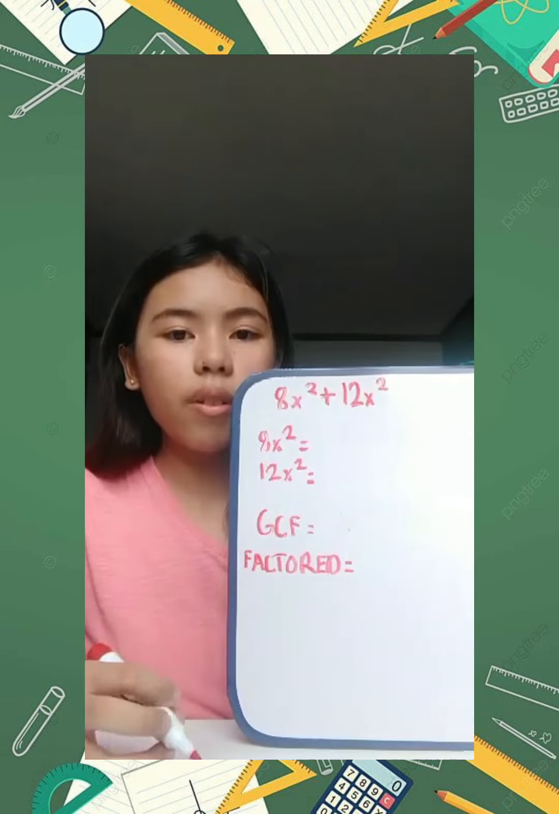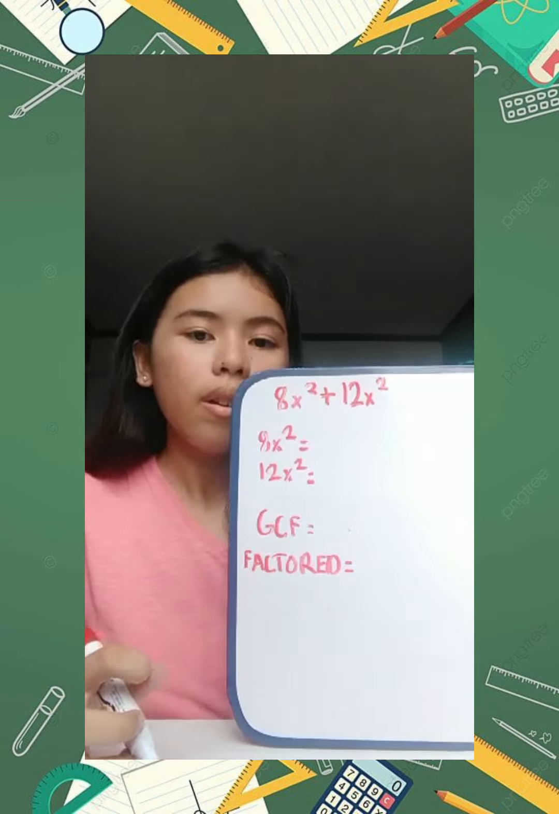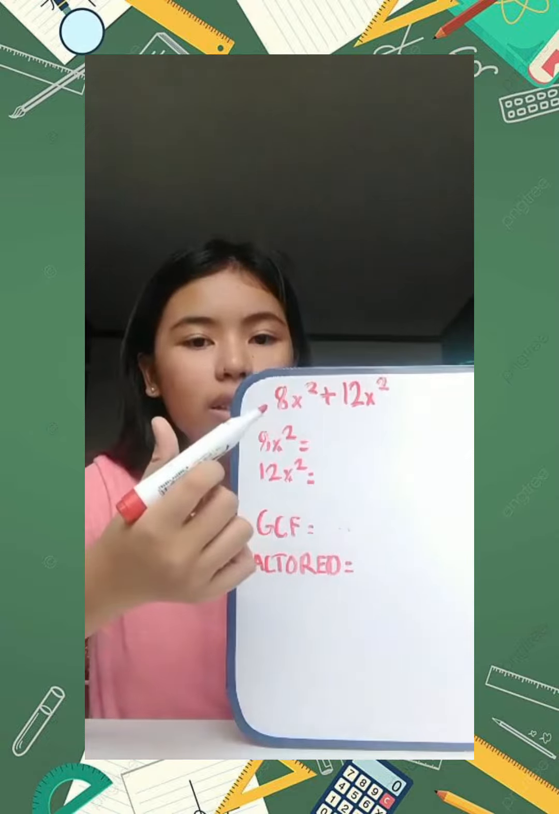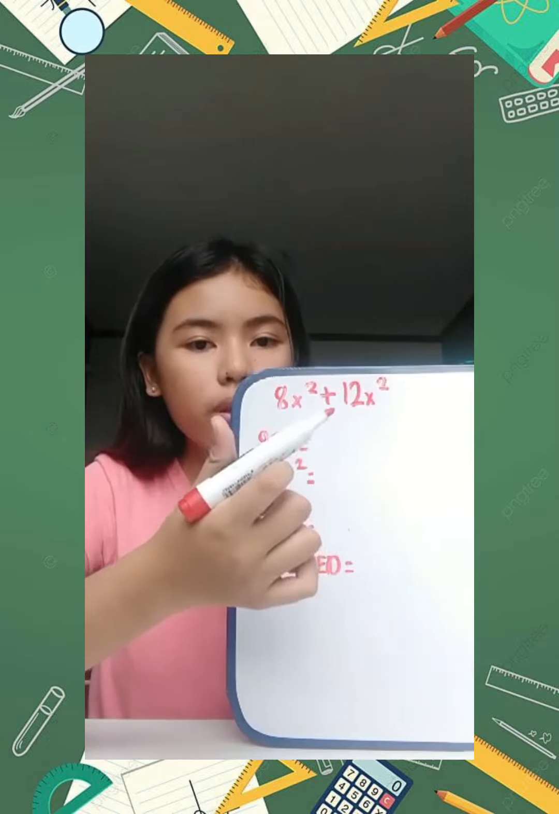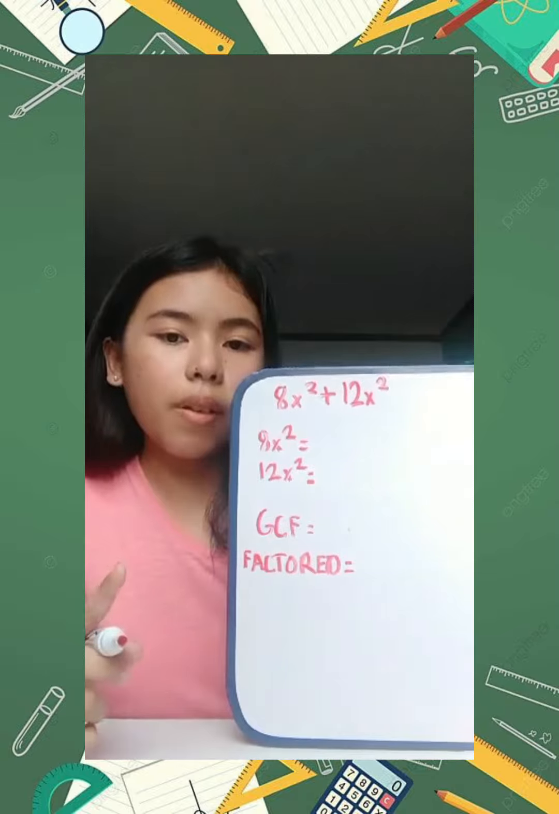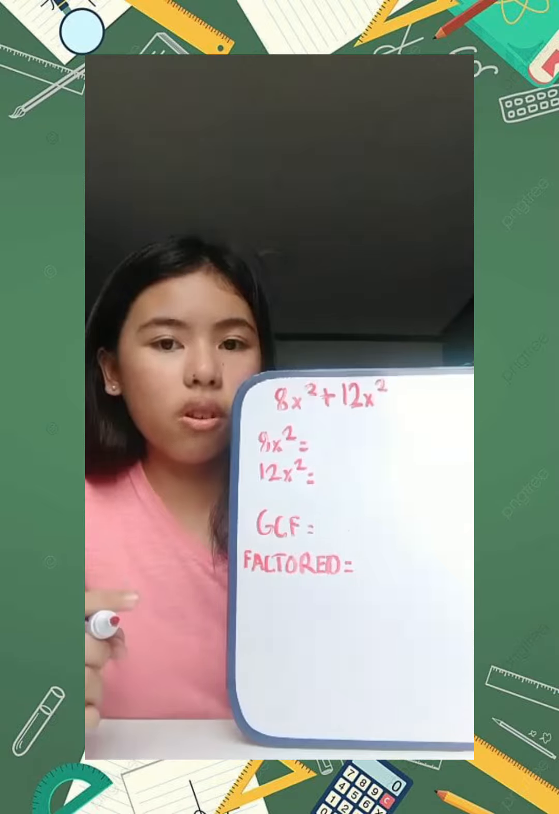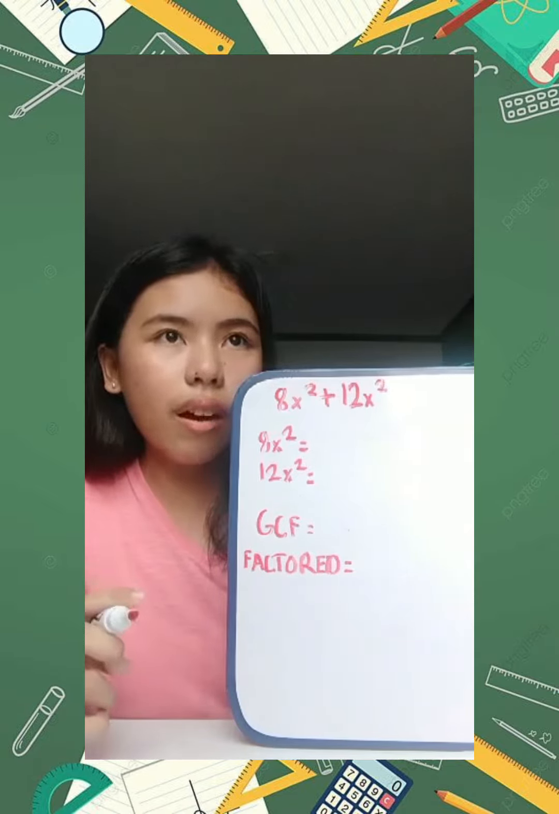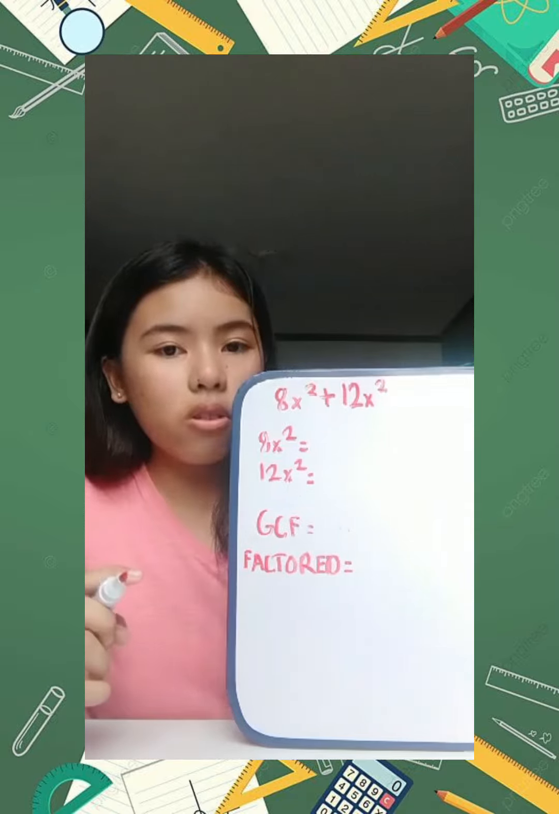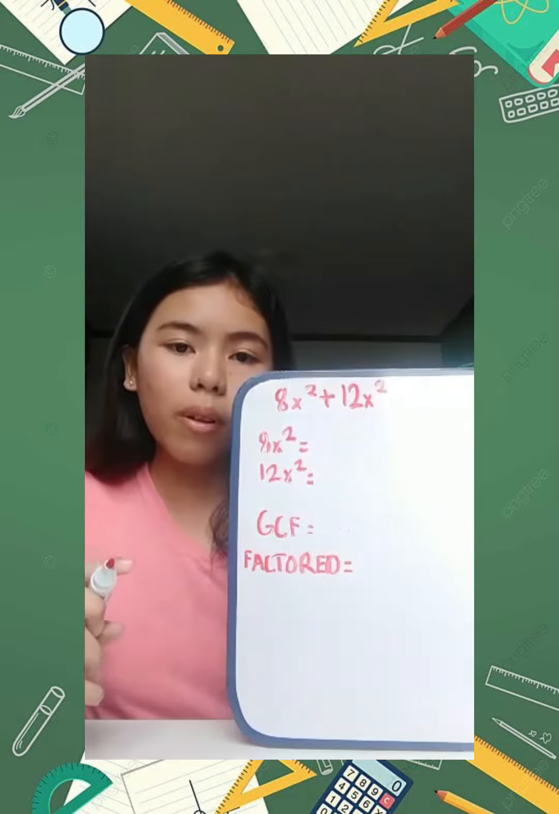Let's start with factoring using the common monomial factor. Here we have this polynomial, 8x squared plus 12x squared. First step is we will find the GCF of each term. Then we list down the factors of each term, and we will find the common factors.